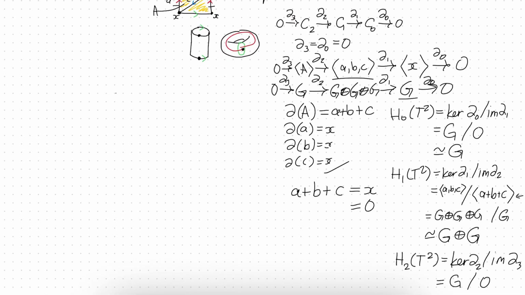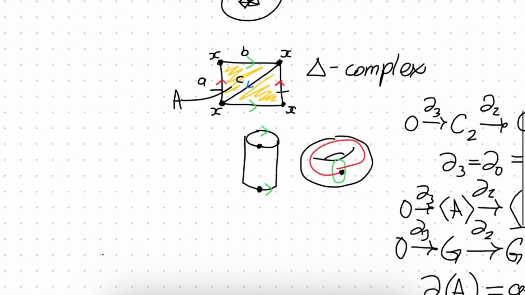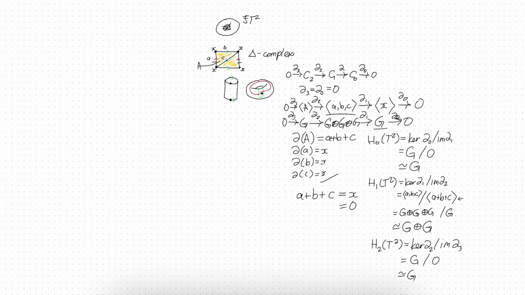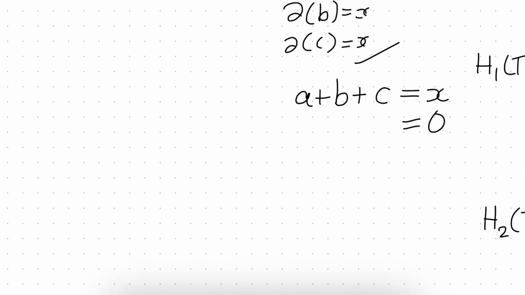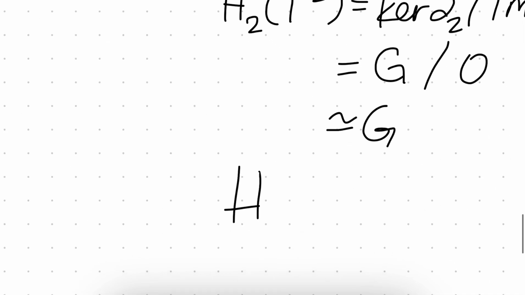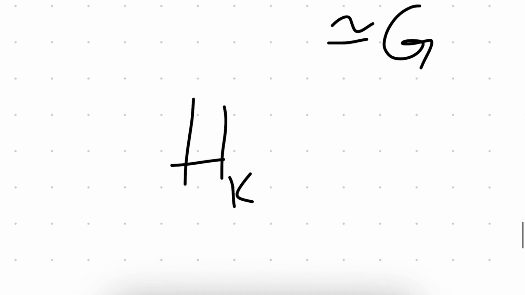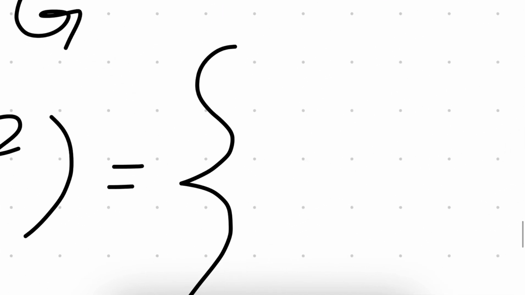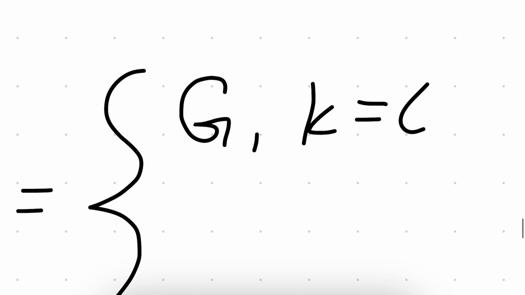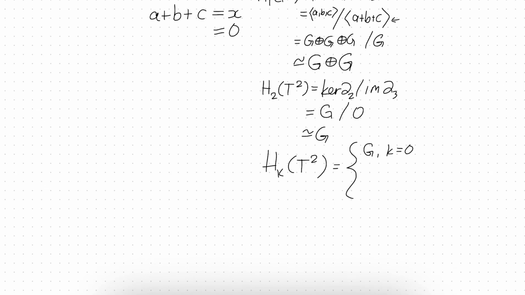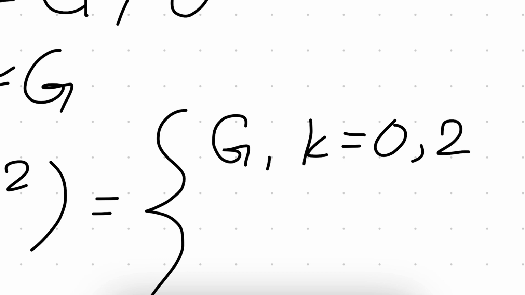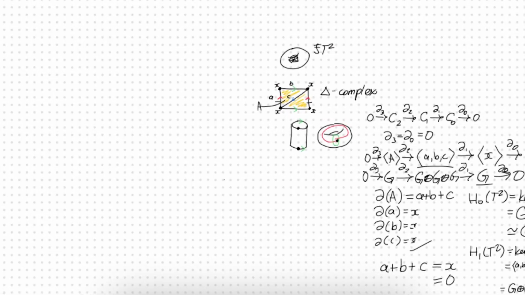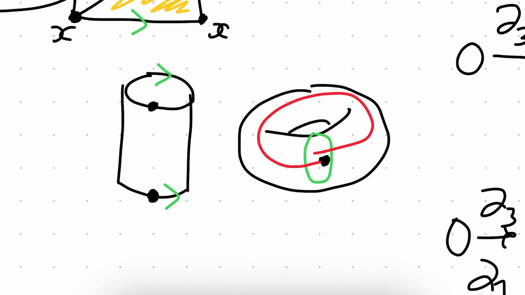For H3, of course, we don't have 3 cells here. There's no 3 cells in the identification space. So that stuff is gone. So for H3 and above, our homology group vanishes. So in general, HK of T2, our torus, is G for K equals 0, and for K equals 2.